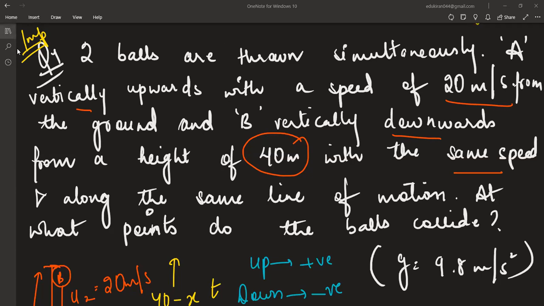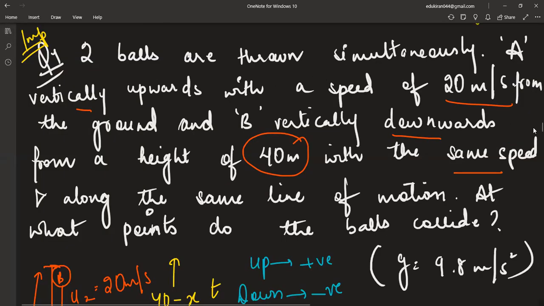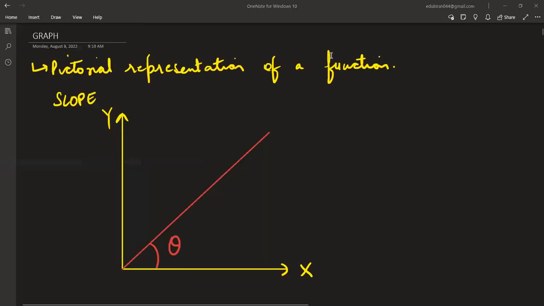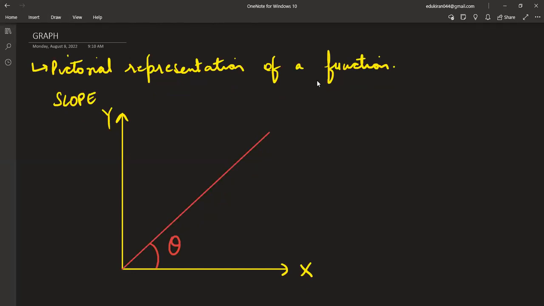Okay, before relative velocity, I just wanted to discuss a few graphs with you. Yes, the same question was there in the last class assignment. I gave it because I thought I would be able to complete it, but I couldn't. So it's good that we have discussed it today.